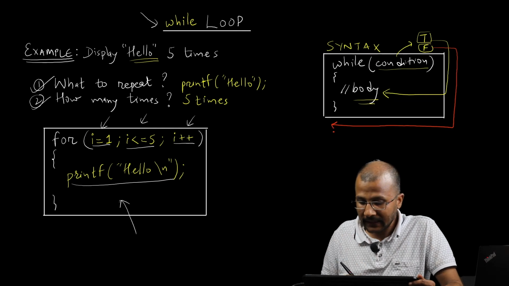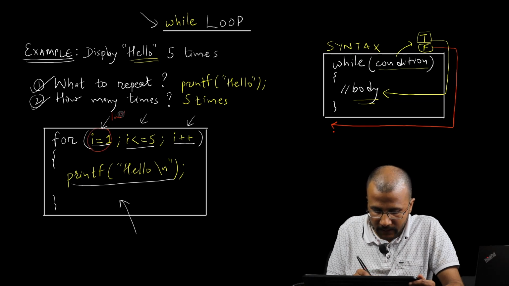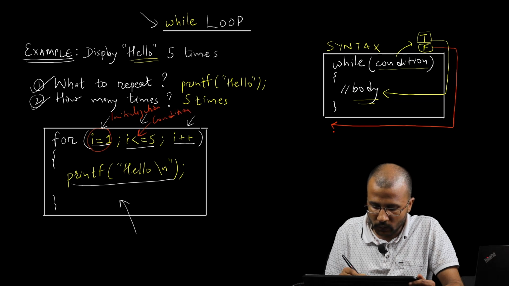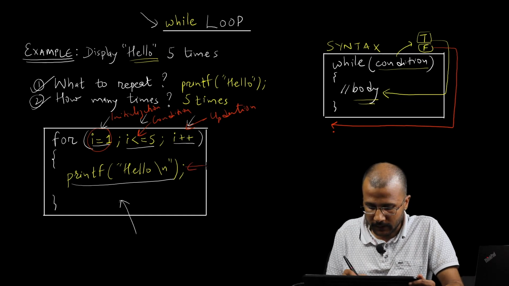Now in the case of the for loop, we had initialization, right? This is initialization, so I'll write it here. And the second one, i less than or equal to 5, is the condition. And the third one, i++, is the updation. These are the 3 components available in the for loop. Obviously the body is also there, right?